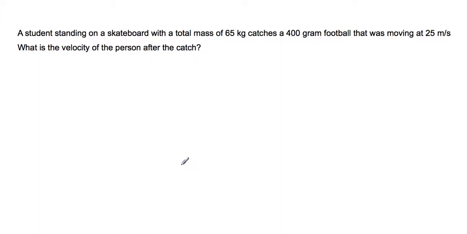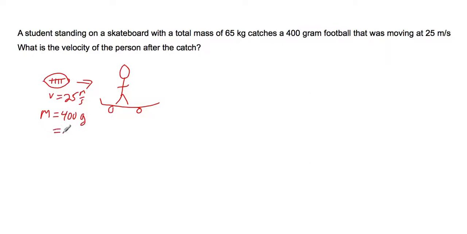Second example here is a student on a skateboard with a total mass of 65 kilograms catches a 400-gram football that is moving at 25 meters per second. Okay, so we have a person here on the skateboard, so we're not drawing a very straight line, and that person's having a football thrown towards them. The velocity of this football is 25 meters per second, moving this way, and the mass of this is equal to 400 grams, which hopefully we then realize needs to be 0.400 kilograms. This person has a velocity equal to 0, and their total mass is equal to 65 kilograms.